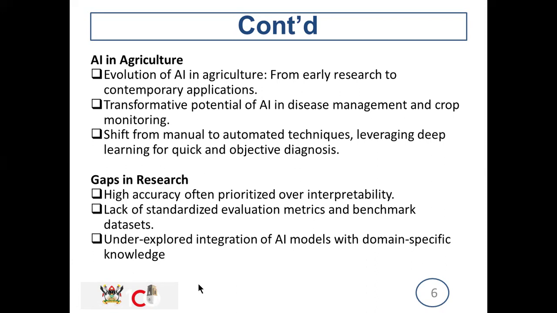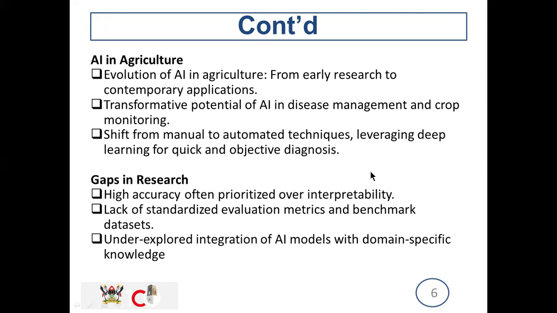We also talked about transformative potentials. These could include automated disease diagnosis, whereby AI empowered with deep learning algorithms quickly identifies diseases and replaces manual methods. And then we talked of crop monitoring and precision.